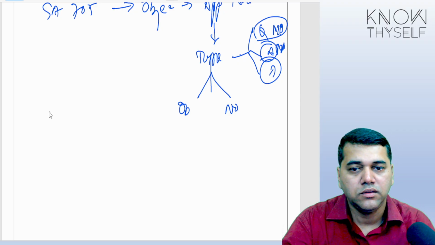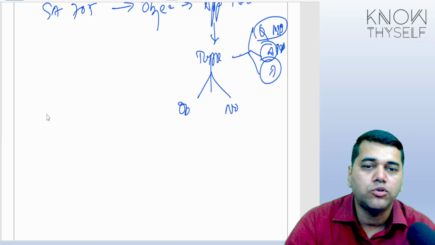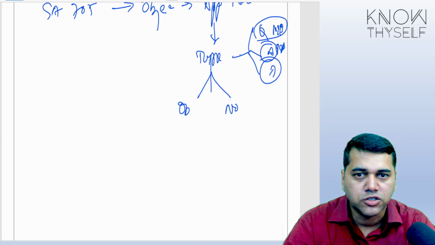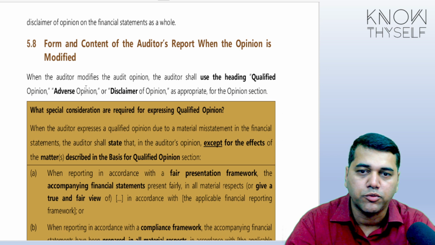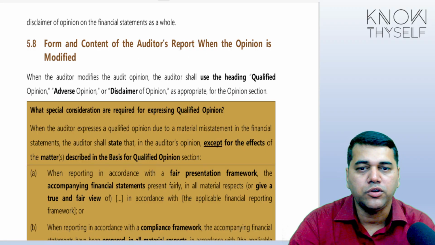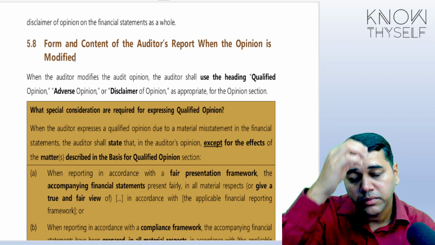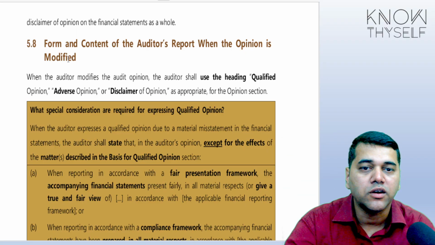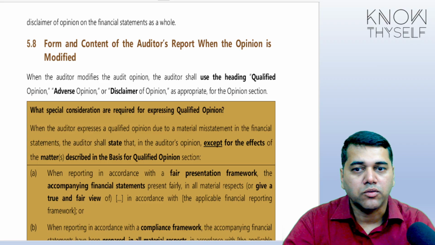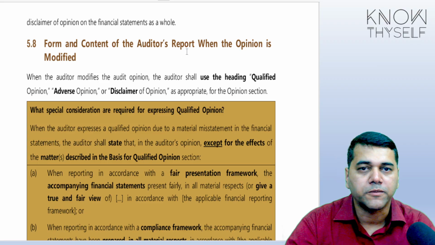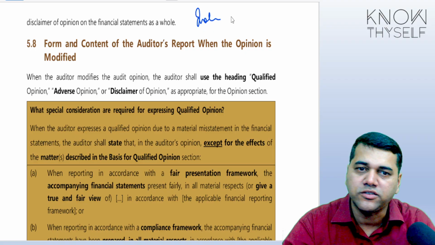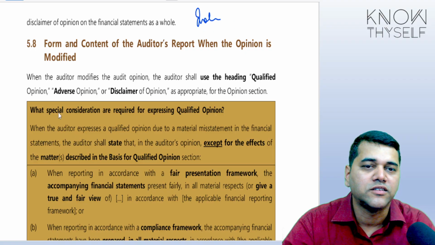Now, this is the first requirement, where you decide which type of audit opinion to issue. So with this, we have clearly understood under what circumstance what type of audit report has to be issued. The second requirement is form and content of the auditor's report when the opinion is modified. You remember in SA 700, we started certain elements of the auditor's report. What was the first element? The heading. Now, if you are going to issue a modified opinion, will your heading be different? No. The heading will always be Independent Auditor's Report.